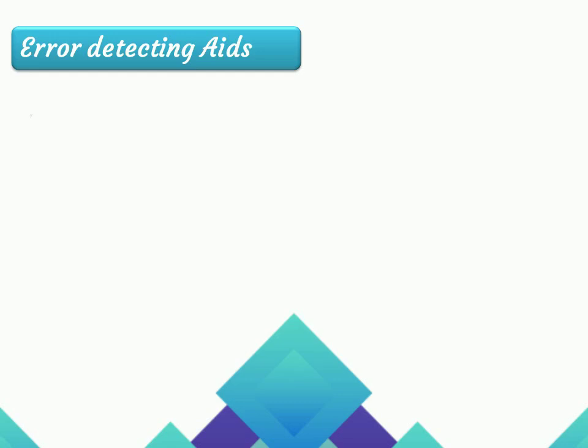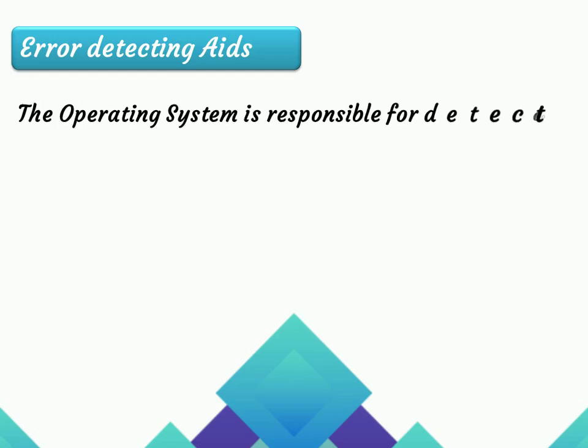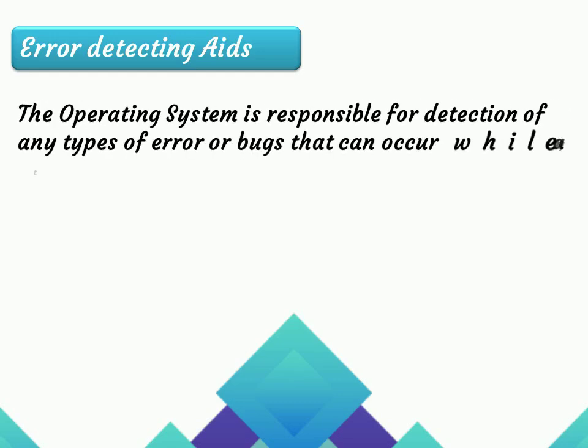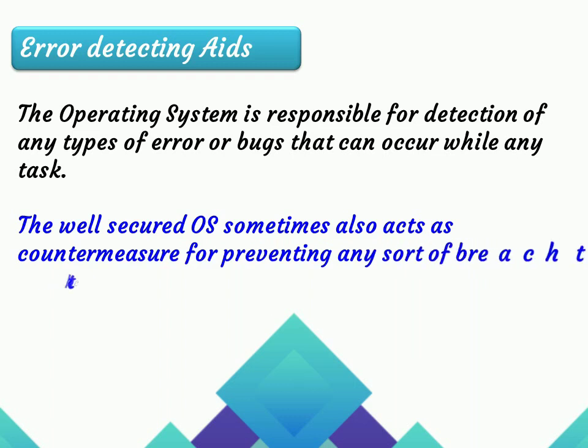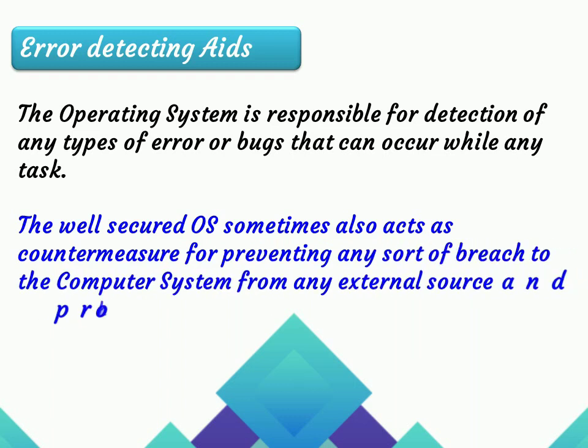Next is error detecting aids. The operating system is responsible for detecting any types of errors or bugs that can occur while any task happens. A well-secured OS sometimes also acts as a countermeasure for preventing any sort of problem.